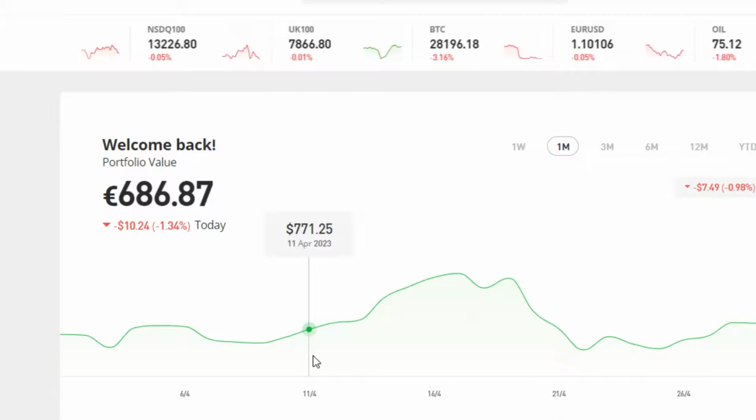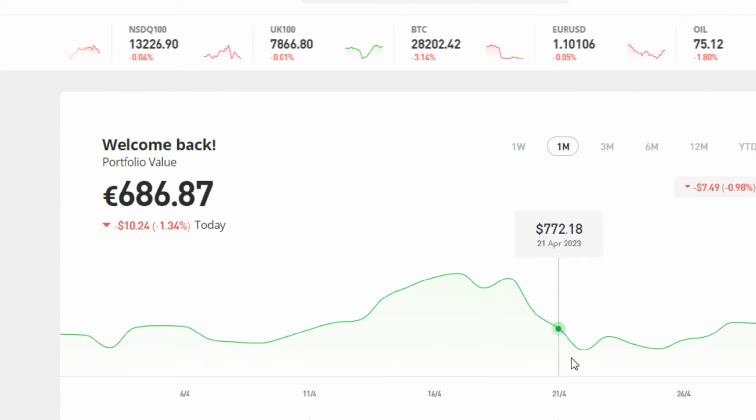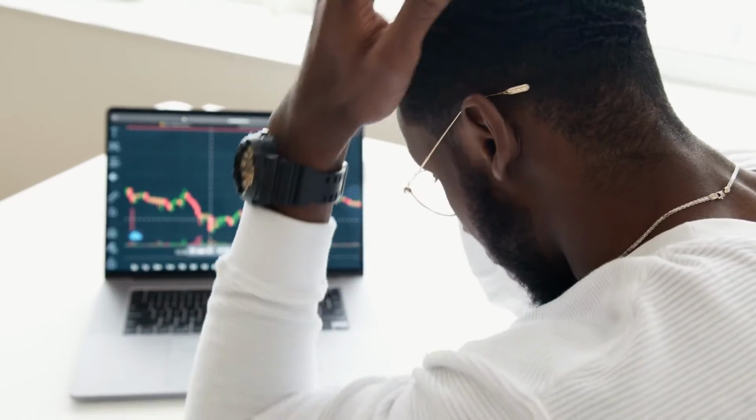Once you have started copying a trader, it's important to monitor your portfolio regularly. You can do this by logging into your eToro account and checking your portfolio's performance. You can also adjust the amount you're investing or stop copying a trader altogether if their performance starts to decline.